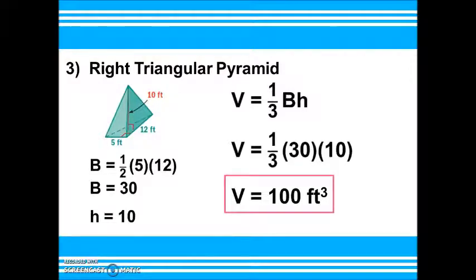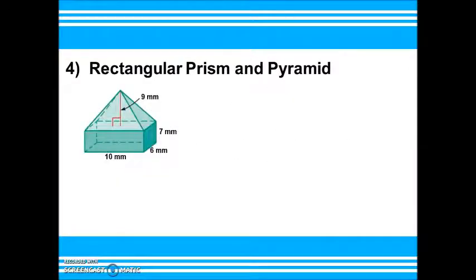Okay, and let's look at one more example here. This time we have a more complex 3D solid. It's actually a rectangular prism, and then on top of that we have a pyramid. If I want the volume of that whole thing, that means I'm going to have to find the volume of the prism itself, and I'm going to have to find the volume of the pyramid, and I'm going to have to add it together to get the total.